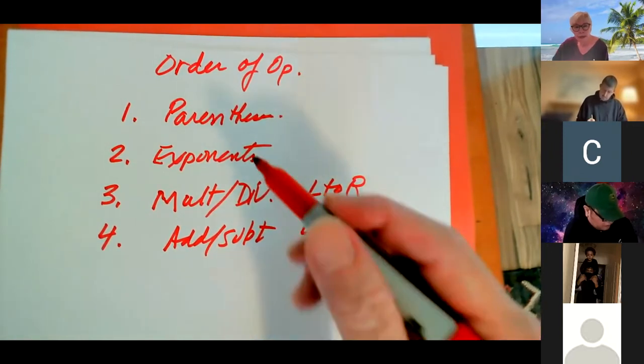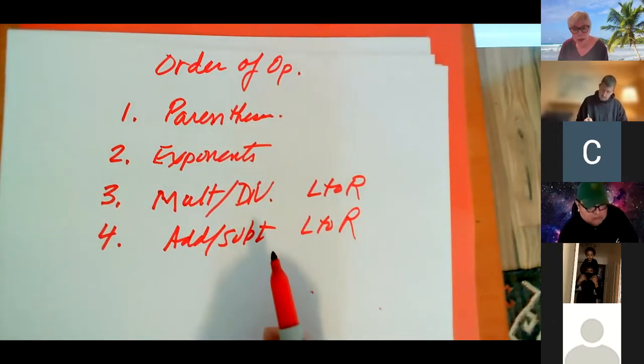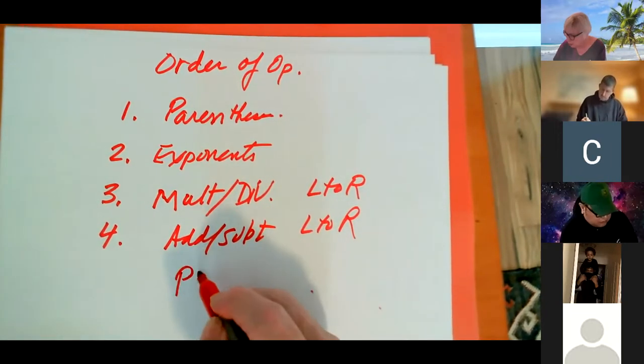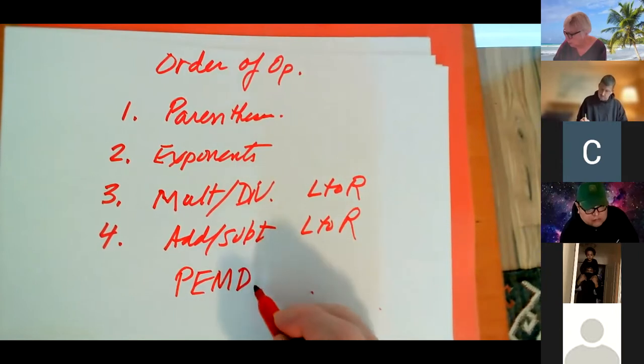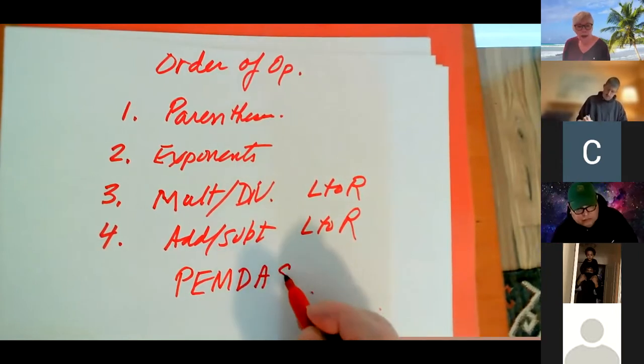So this, "please excuse my dear Aunt Sally," was the old one. PEMDAS was another way to remember it. But the thing with that is it looks like multiply is somehow better than divide, and they're equal, okay?